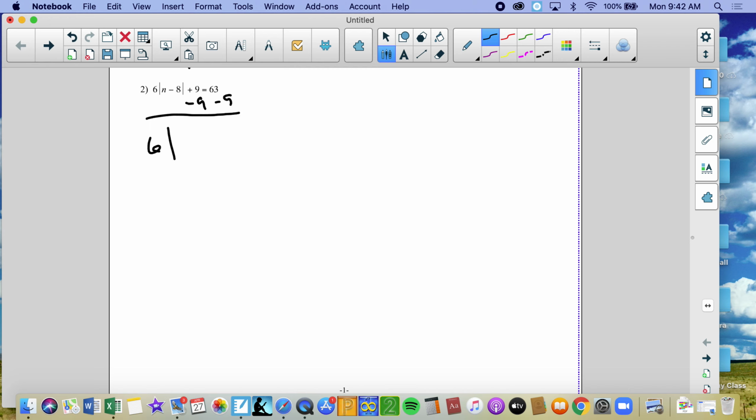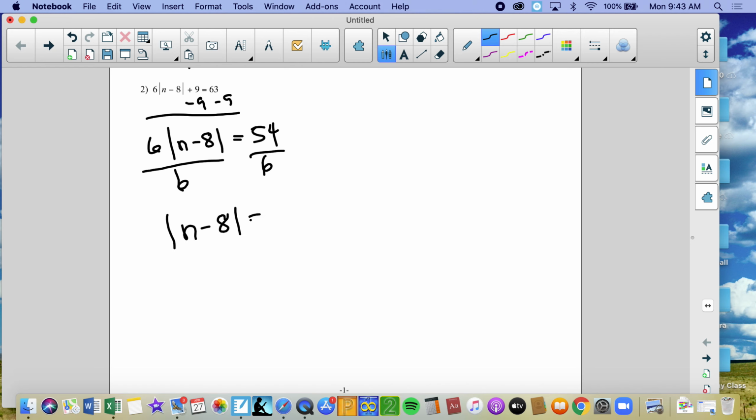We get 6 times the absolute value of n minus 8 equals 63 minus 9 gives us 54. Now we're going to divide by 6, and we get the absolute value of n minus 8 equals 9.